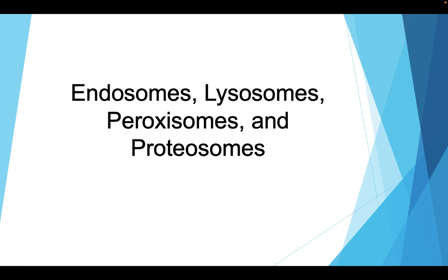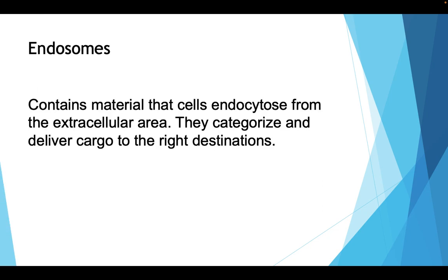Talk about endosomes, lysosomes, peroxisomes, and proteasomes. What are they? What are their differences and similarities? So let's start with endosomes. Endosomes contain material that the cell endocytoses from the extracellular space. They categorize and deliver cargo to the right destination. Now, it's important that it comes from endocytosis.